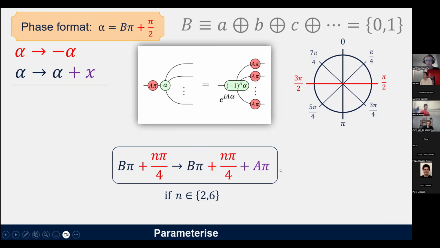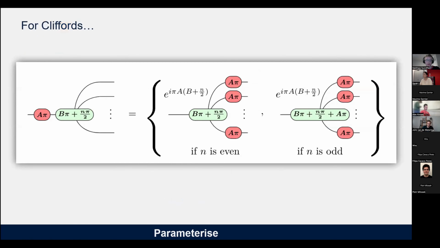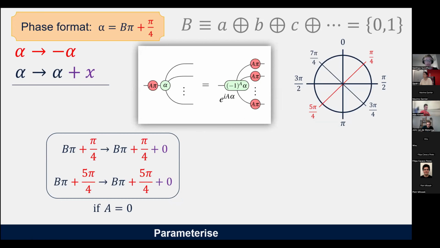That doesn't cause any problems. So we've split the rule up into these two distinct rules for Cliffords, and that's fine. That all works well until we start looking at the Clifford-T cases.